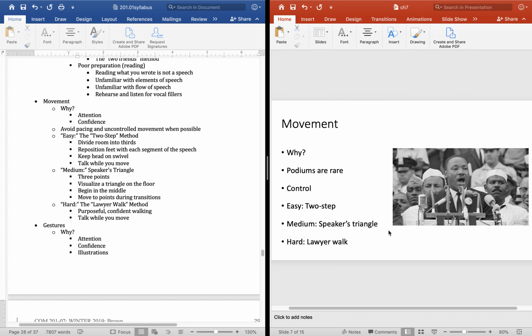If you want to play on medium, you can do what's called the speaker's triangle. So if you want to think about what this might look like, I really don't like having a visual whiteboard, but I mean, think about a triangle, right?